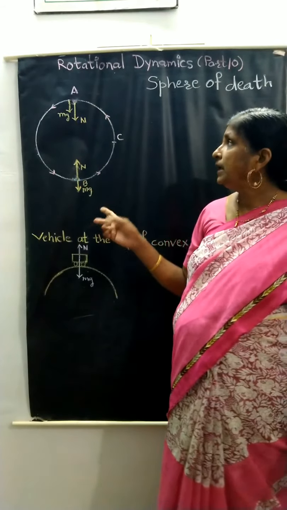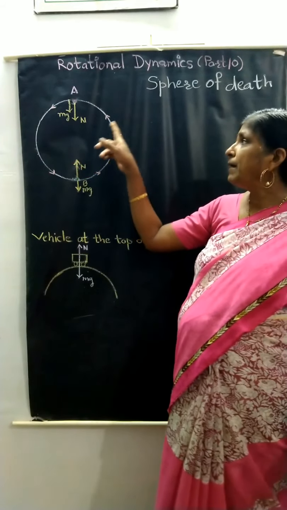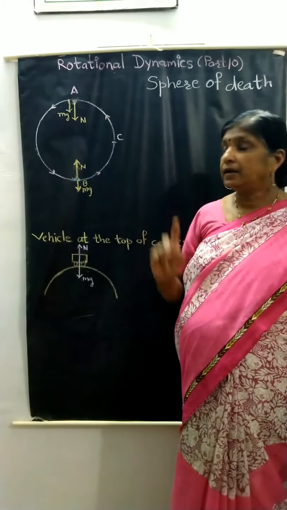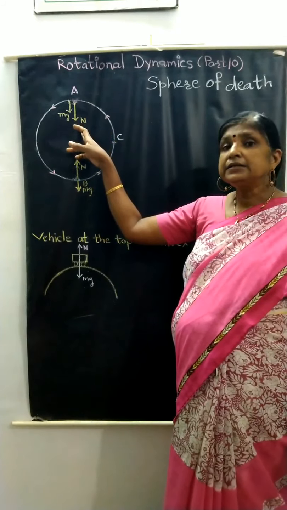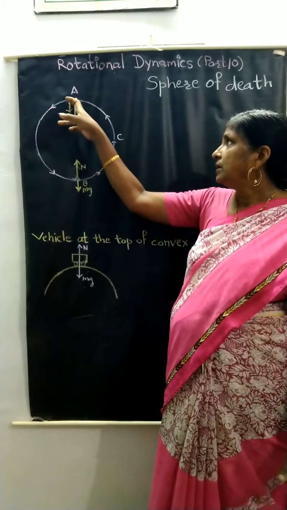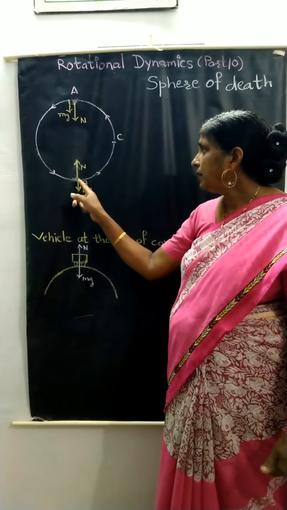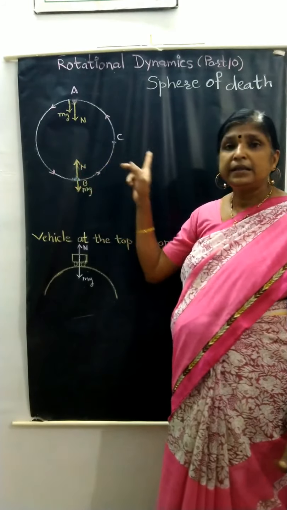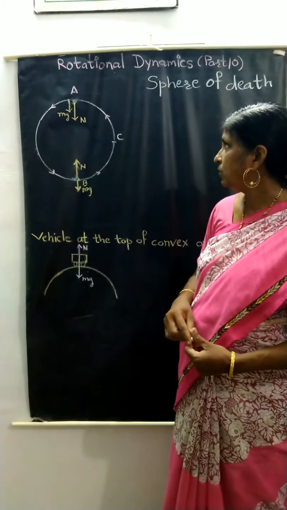This condition is same as the case of the mass tied to the string revolved in the vertical circle. Only the difference is that the tension in the case of string is now replaced by the normal reaction. The tension was in this direction, now normal reaction is in this direction. Here the normal reaction is now in the same direction as that of the tension in case of string. Therefore, same equations will be obtained here also.